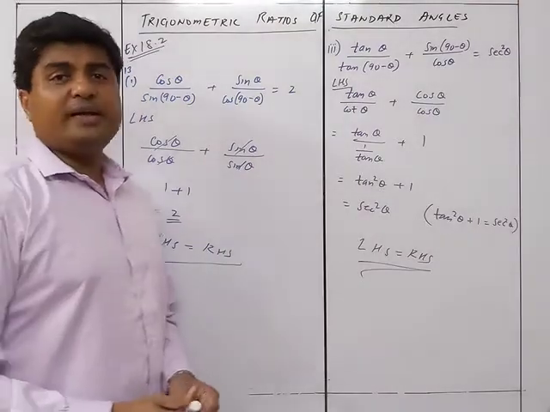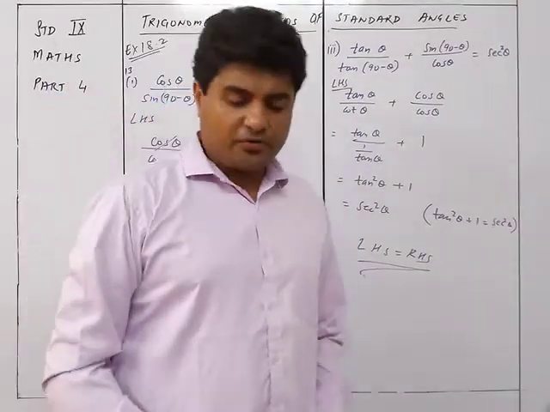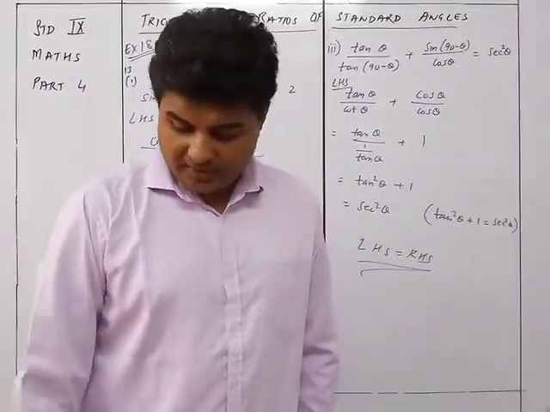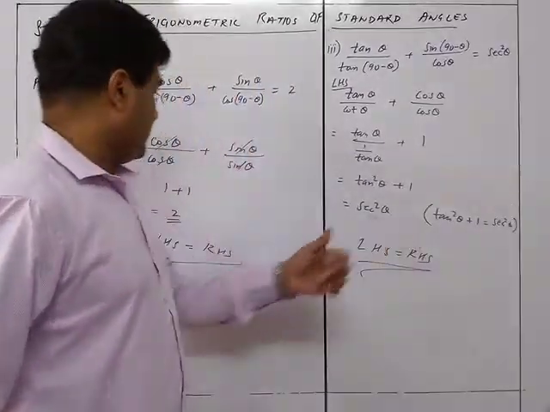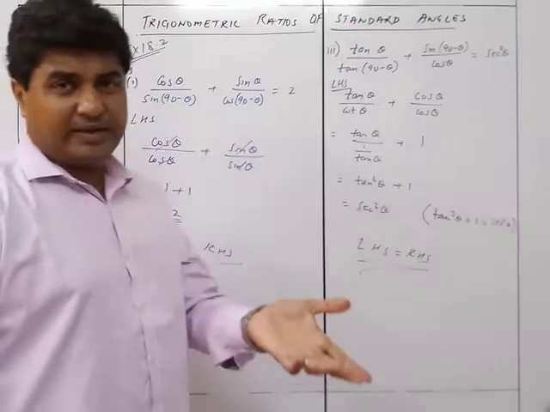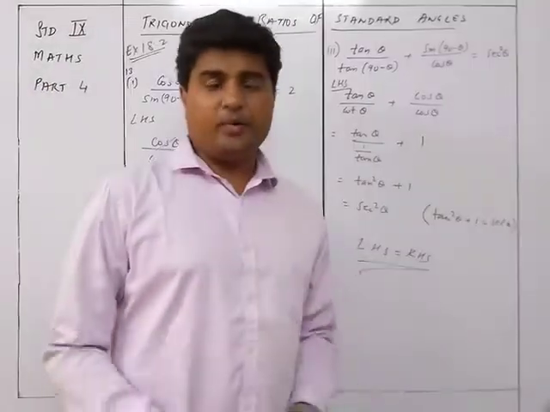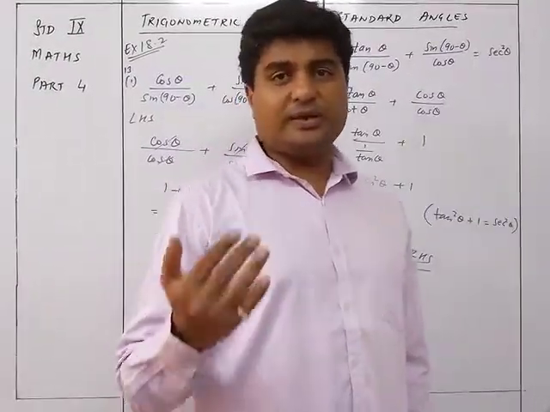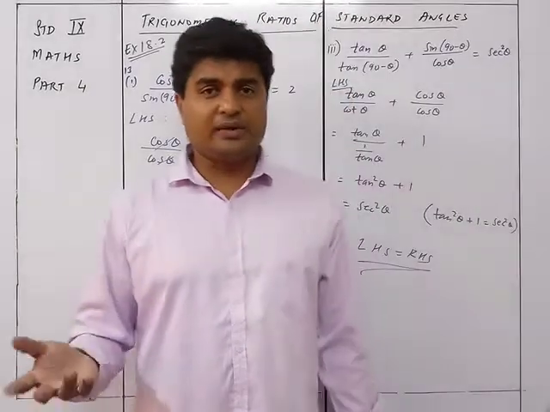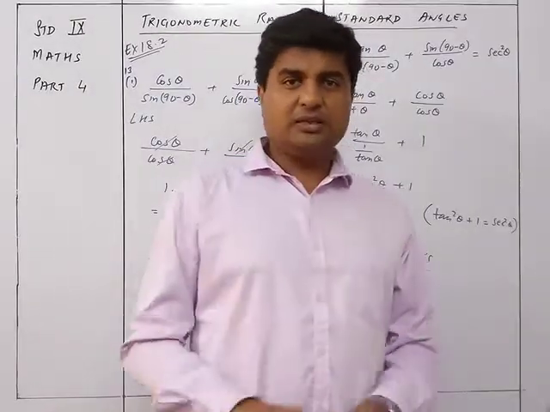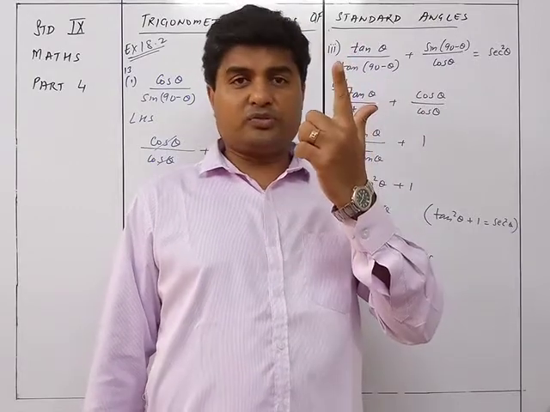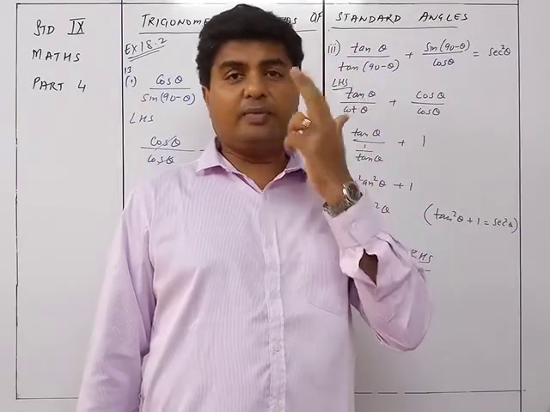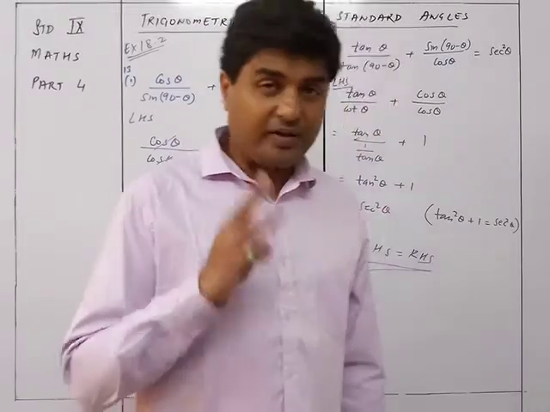The square properties that we learned in the previous chapter of trigonometry are very important over here. Sin square theta plus cos square theta is 1. Tan square theta plus 1 is sec square theta, and cot square theta plus 1 is cosec square theta. These are very, very important.